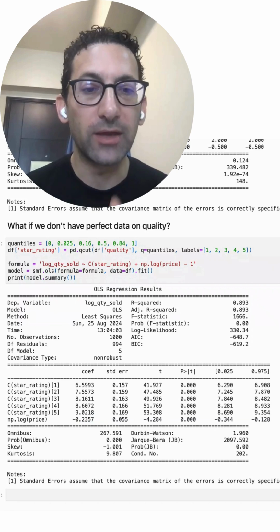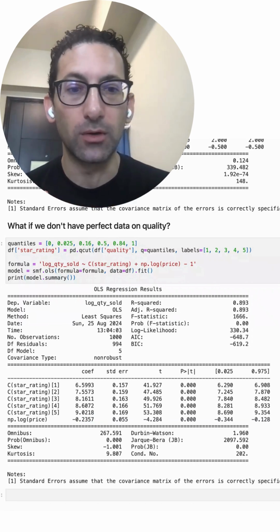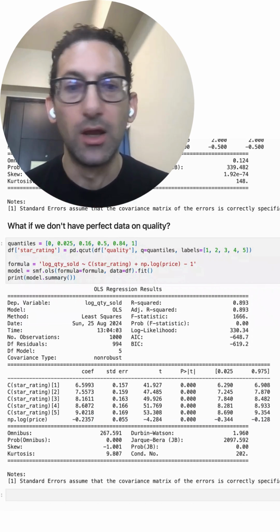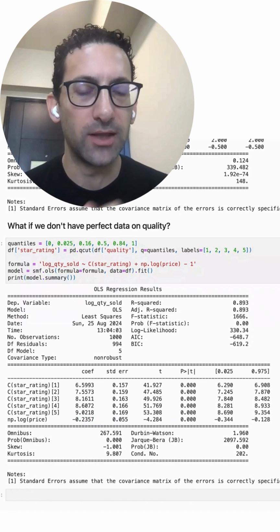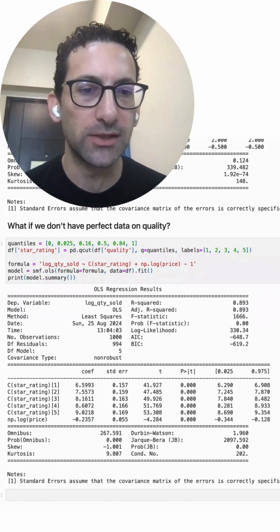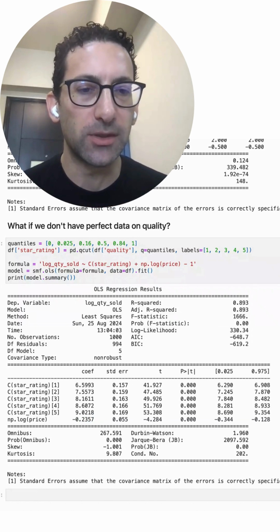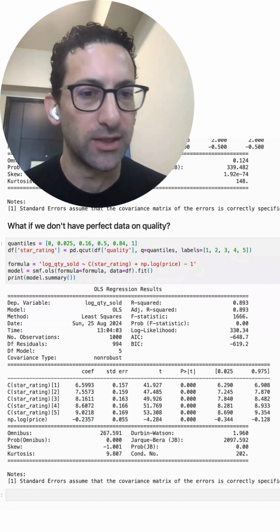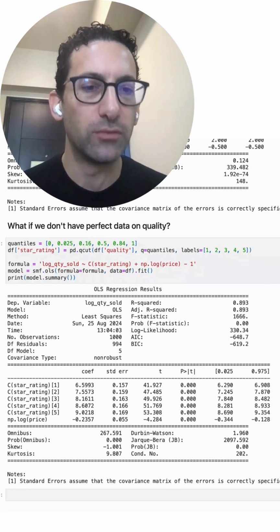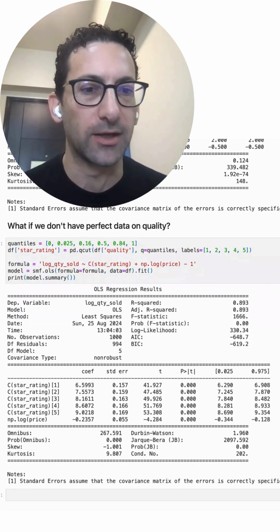So even with a really good proxy for quality, which is the star rating, we still don't get the exact right answer for price. And this is some of the difficulties of measuring these types of relationships when you don't have perfect data, and it's really complex.